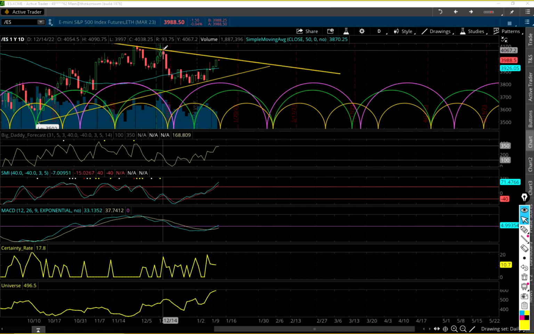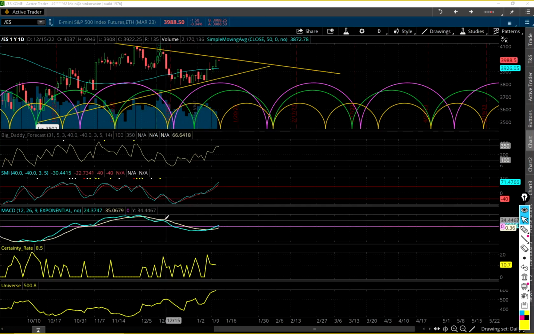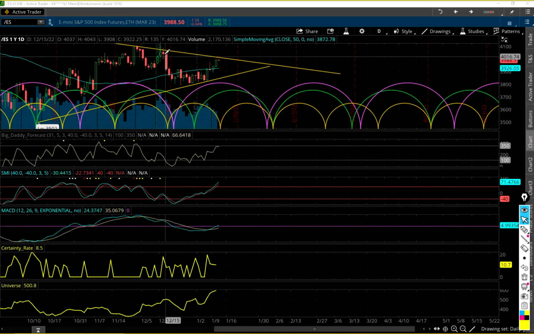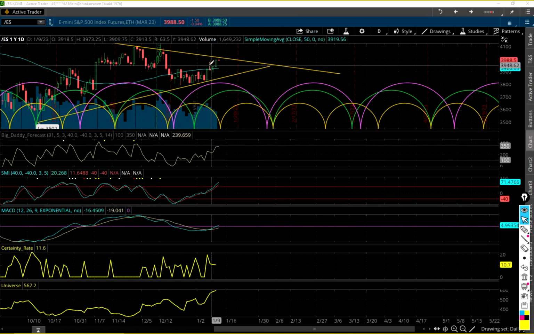It bumped up against the upper trend line. The MACD was already telling me that things are going to go down. The certainty rate confirmed it. I mean, all the stars aligned on that one. That one was easy. This one was much harder. Okay, but in both cases, I use the certainty rate with other data to make the trade.